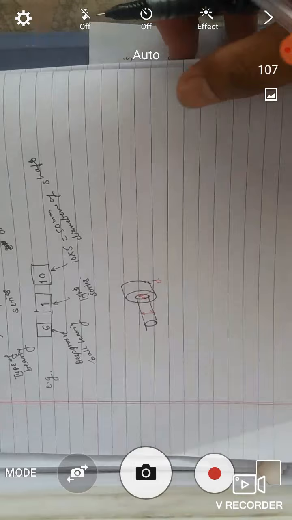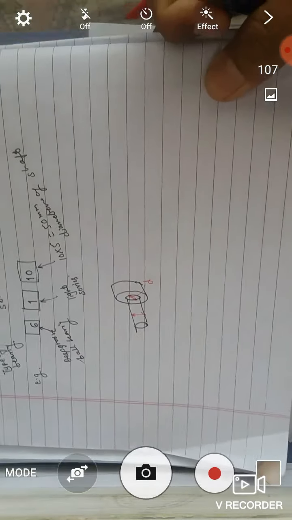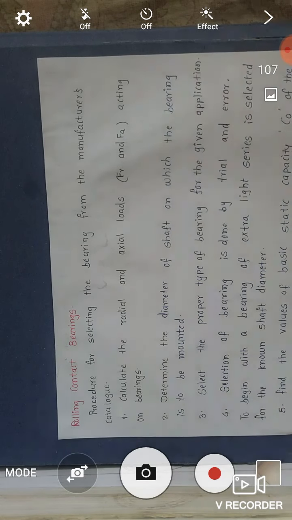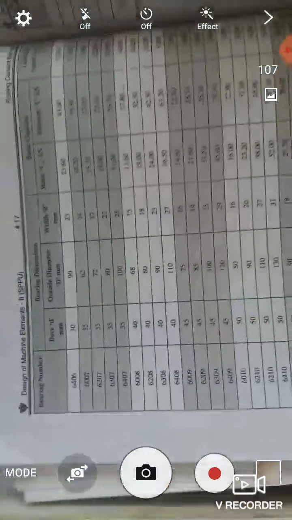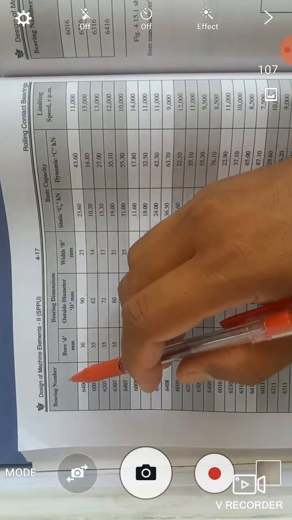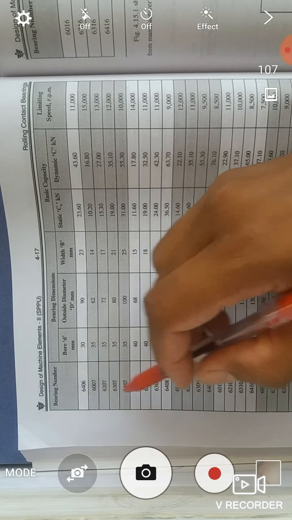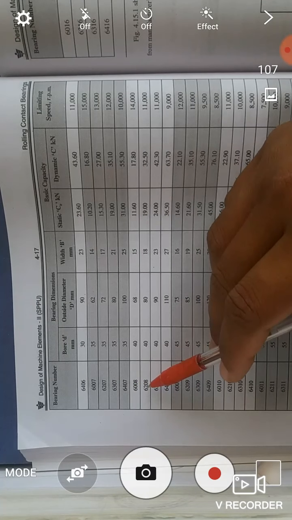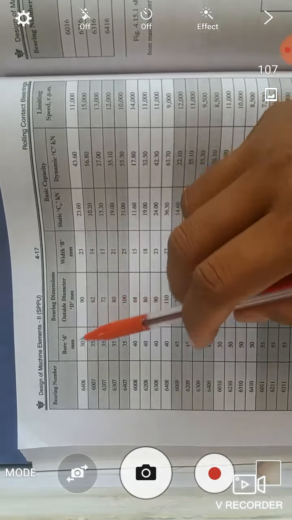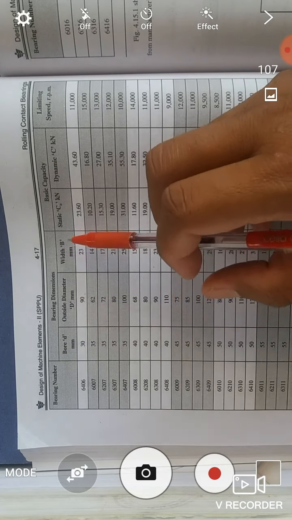If we see the design procedure of bearing, then design procedure is nothing but selection of bearing from the manufacturer's catalog. In that catalog the information available is like this. Here the bearing number is provided like 6406. All these bearings start from number 6, that is deep groove ball bearing. Here bearing dimensions are provided, that is bore diameter, outside diameter D, and width B.